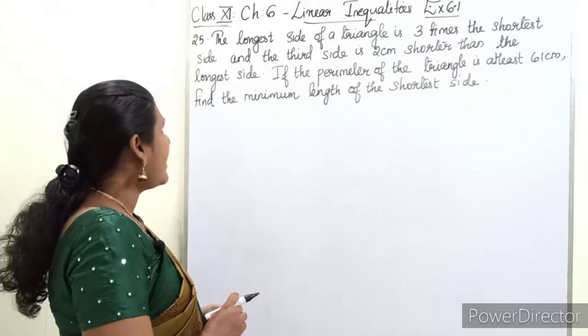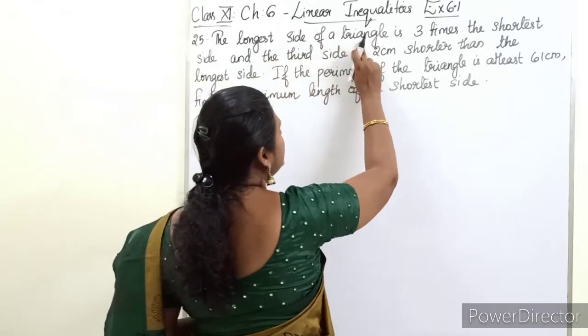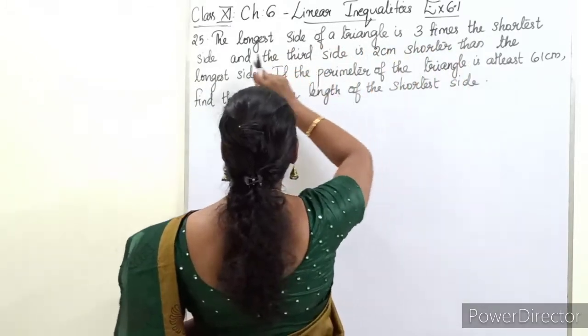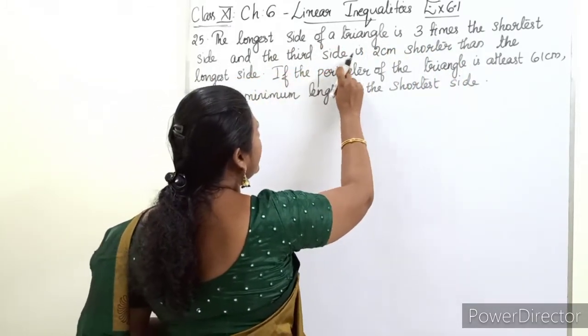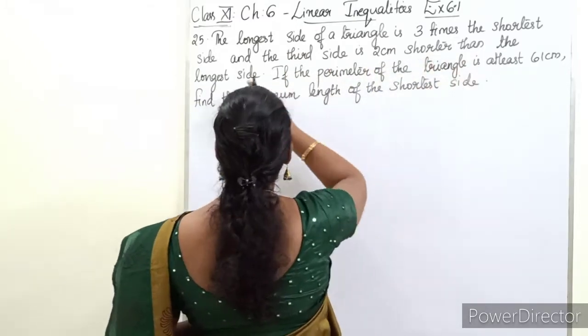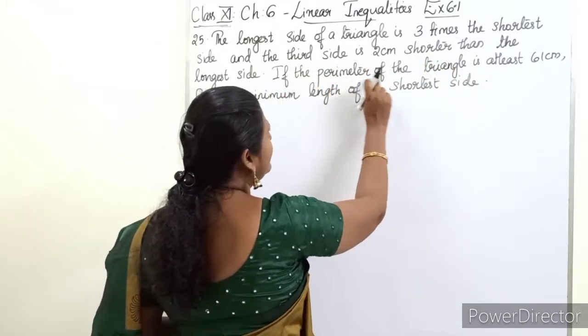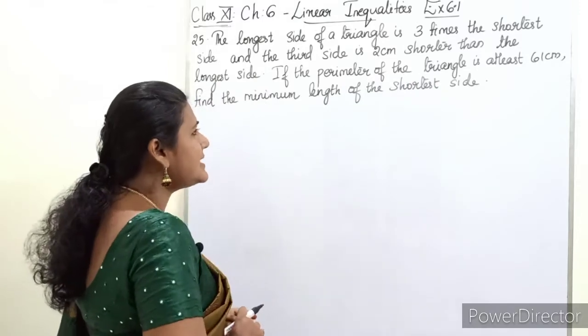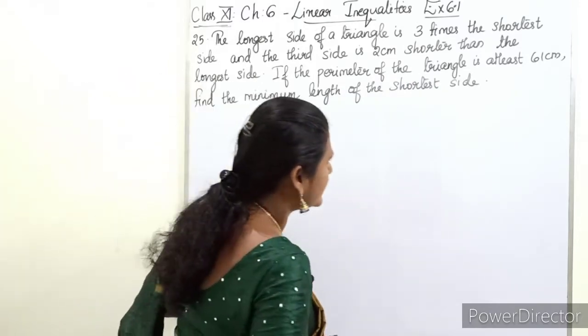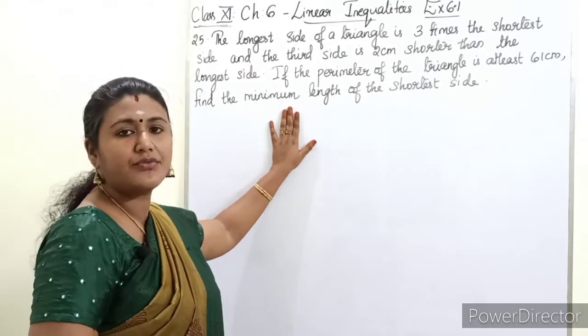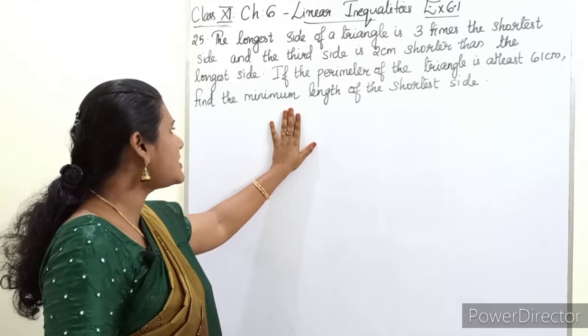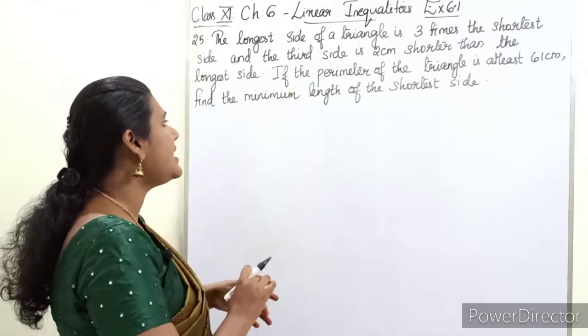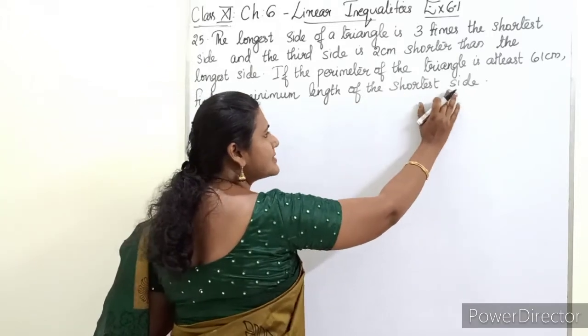Question number 25. The longest side of a triangle is 3 times the shortest side, and the third side is 2 centimeters shorter than the longest side. If the perimeter of the triangle is at least 61 centimeters, find the minimum length of the shortest side. So the question is, we have to find the minimum length of the shortest side.